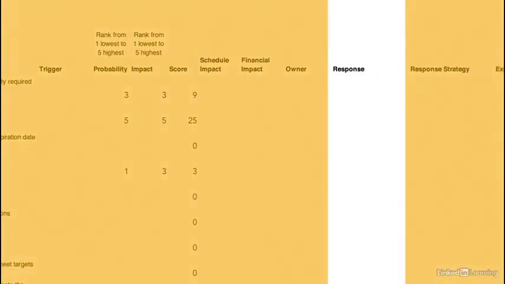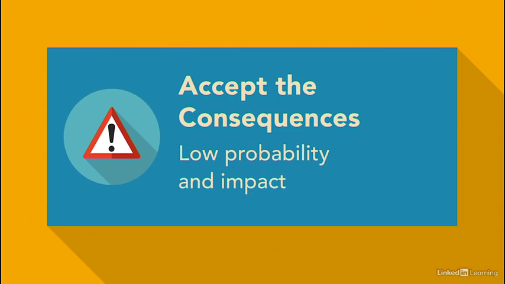Next, you plan how you'll handle each risk. The goal of a risk response is to plan the actions you would take to reduce adverse consequences a risk might have on your project. Here are some risk responses you can use. The easiest option is to accept the consequences. That's fine for risks with low probability and impact.